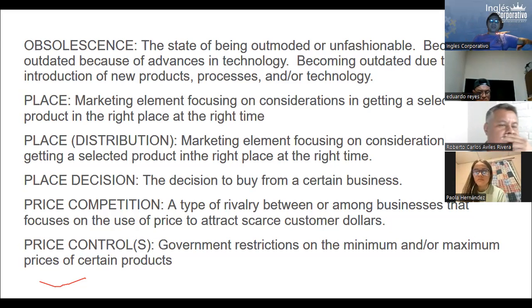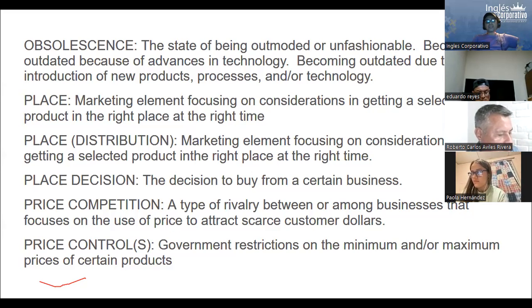Okay. Let me see if you have any questions there in that one. Teacher, can you give us an example with place? With place, for example, we're going to place the new food only in the restaurant of Las Terrazas. That means that the product is going to be launched only in that restaurant. All right, let's go to the next one, that is place, but regarding distribution.